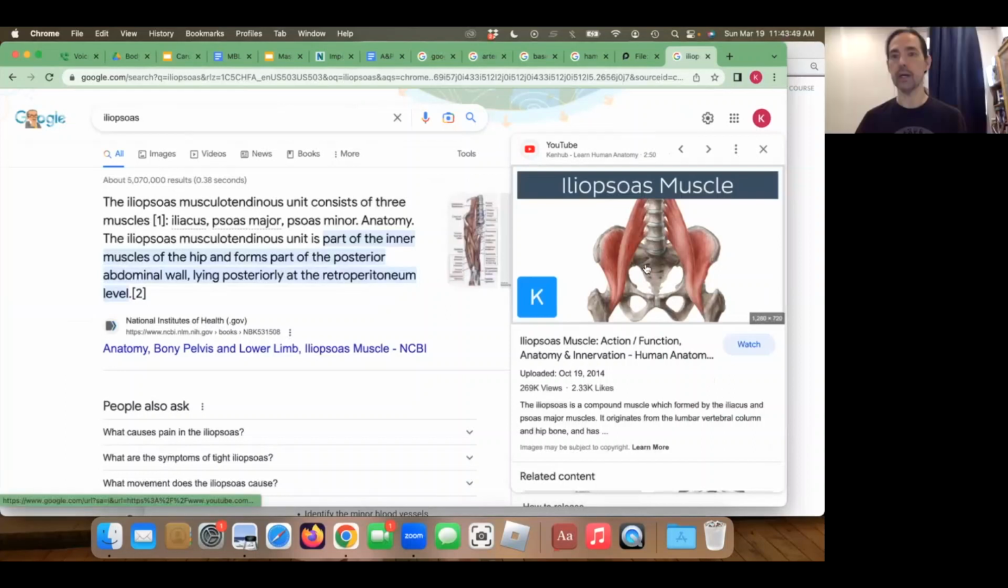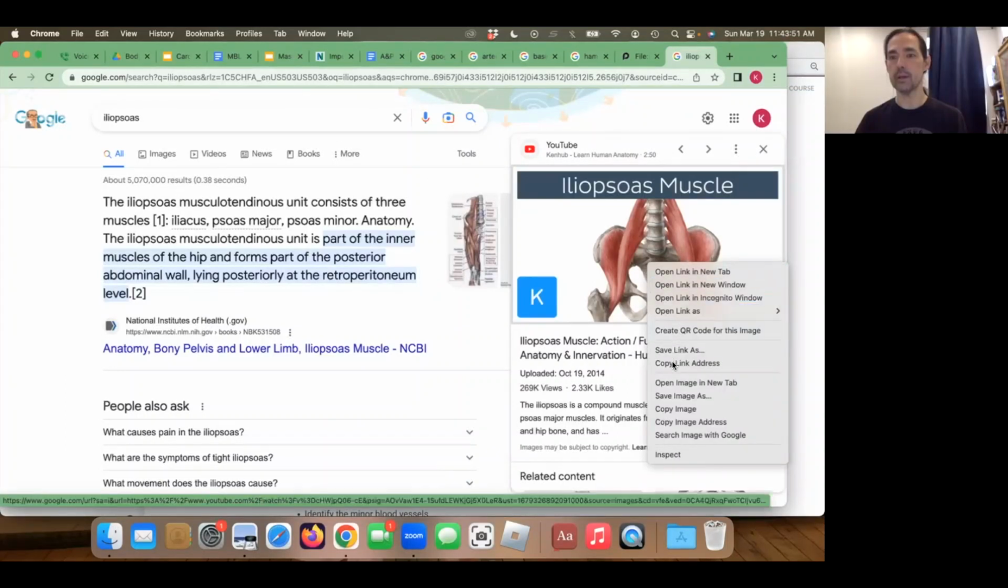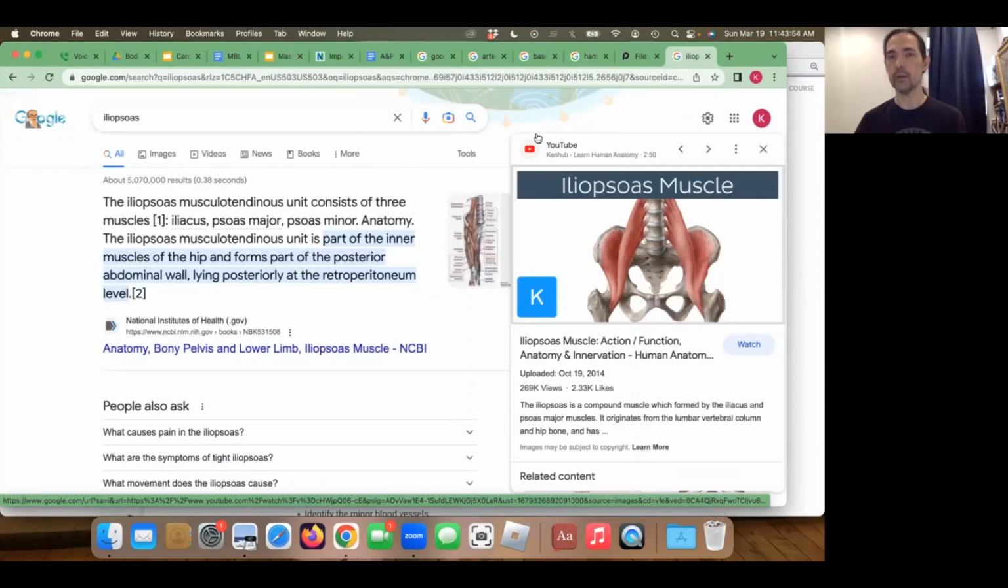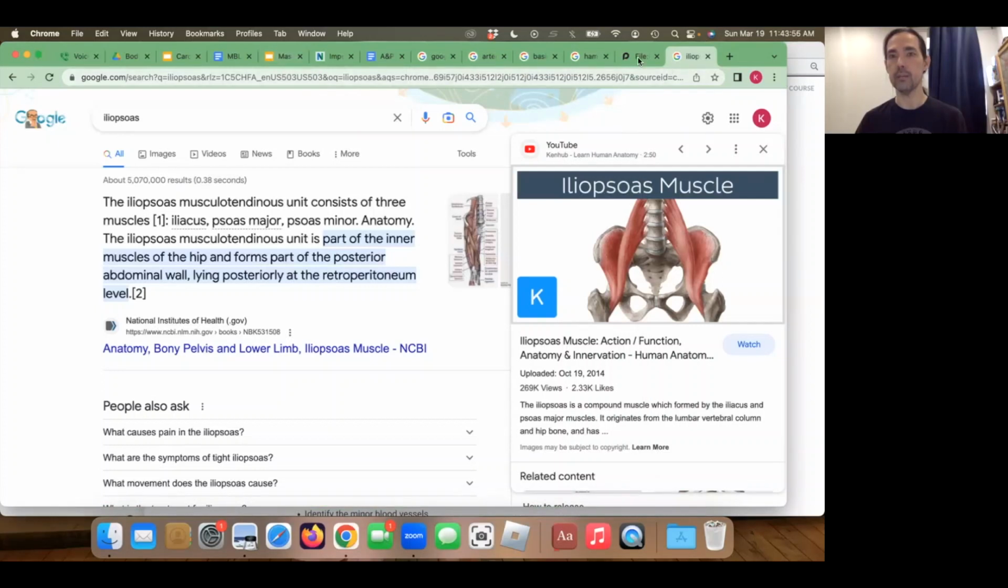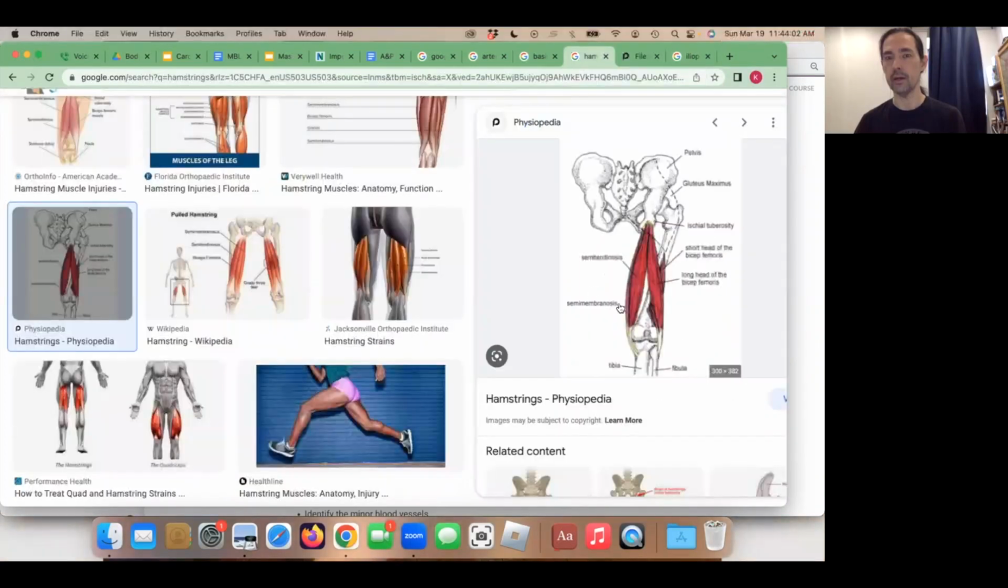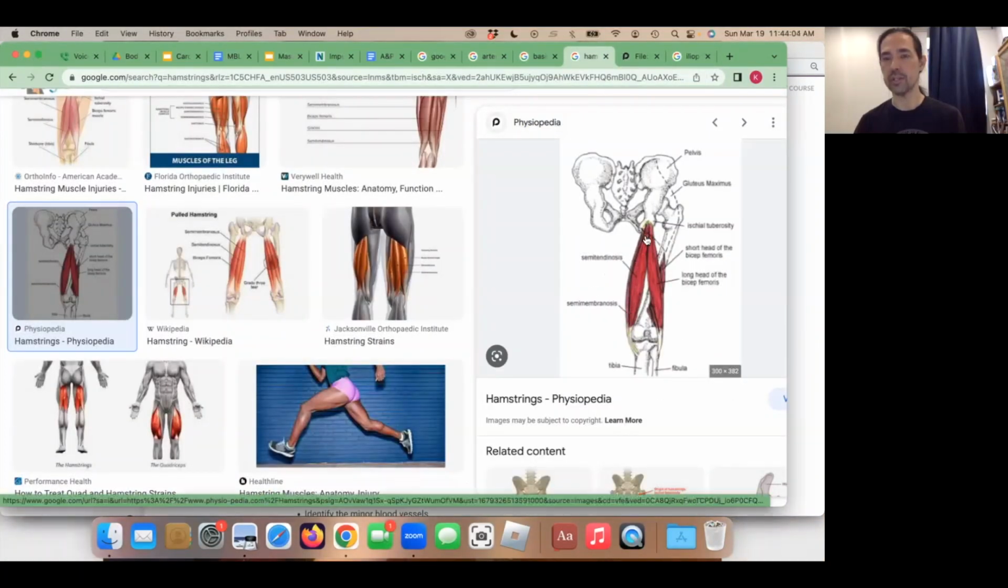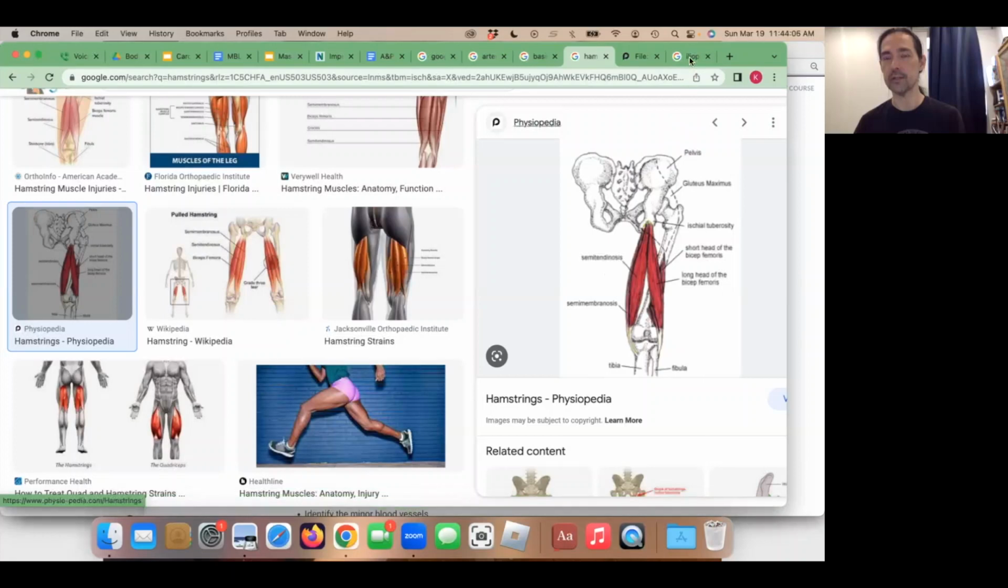Okay, I hope that's clear enough for you guys. The iliopsoas and then the semimembranosus, semitendinosus and the hamstrings.